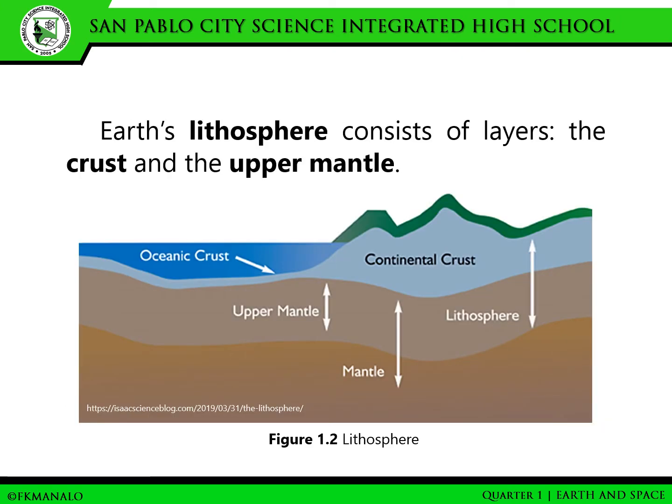The landforms are formed in the Earth's crust. The crust is divided into two kinds, the oceanic crust and the continental crust. The crust is thicker in the continental crust and thinner in the oceanic crust. Together with the upper portion of the mantle, they comprise this rigid outer layer of the Earth called the lithosphere. The lithosphere is divided into huge slabs of rocks called plates.